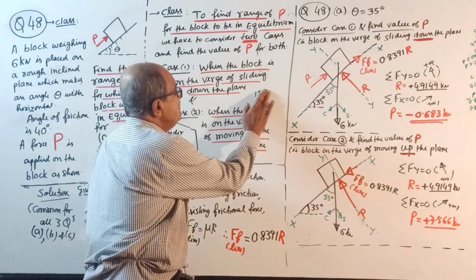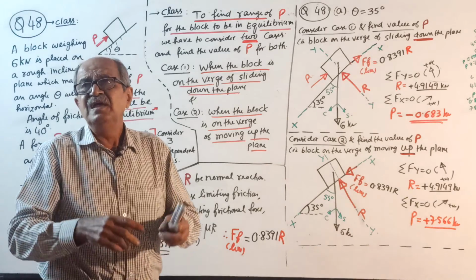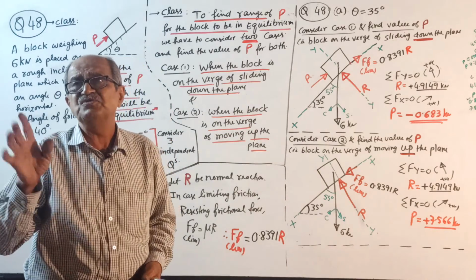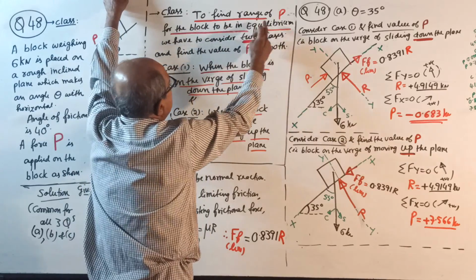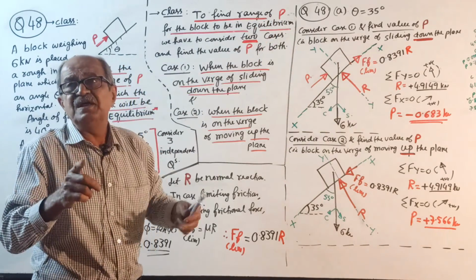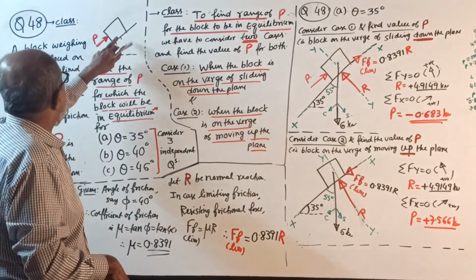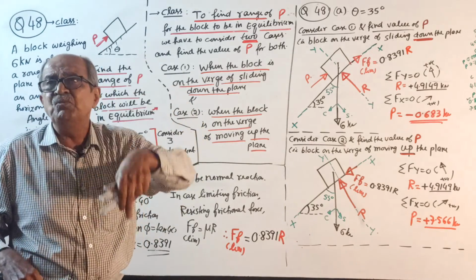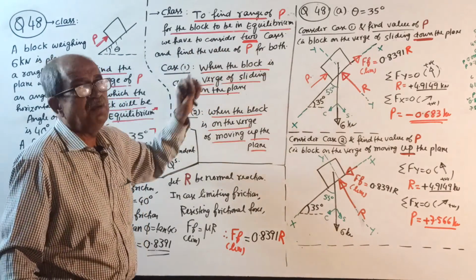That means all the remaining values are in between 13,000 and 80,000. So, asking to get the range of P for the block to be in equilibrium means asking to find the least value of P and also the highest value of P for which this block will be in equilibrium, or in other language, the minimum value of P and maximum value of P for which this block will be in equilibrium.